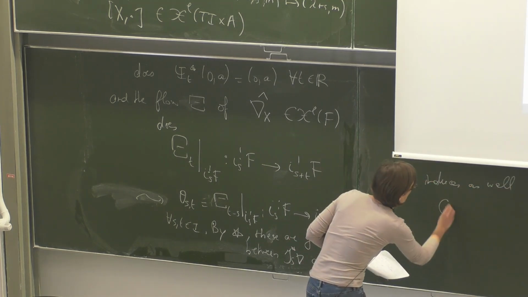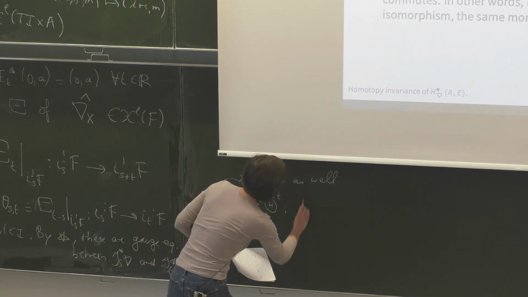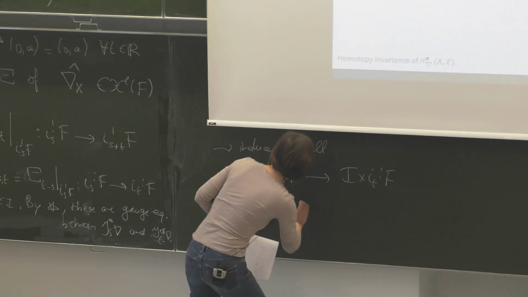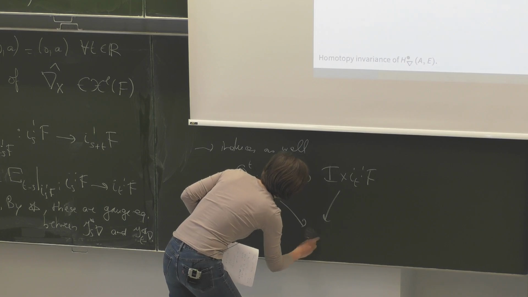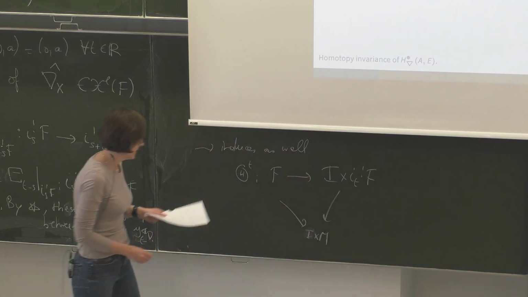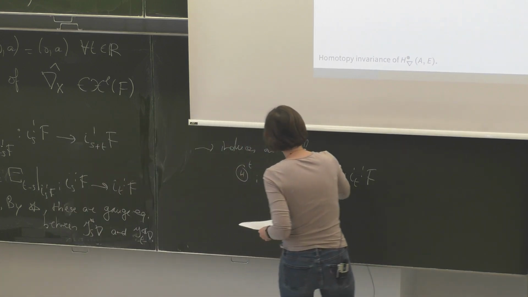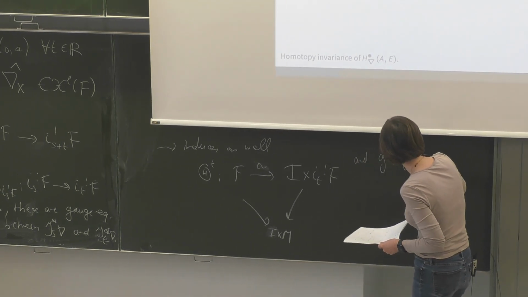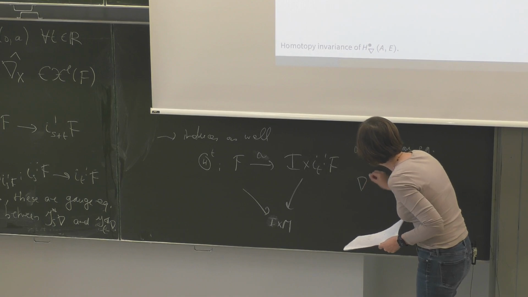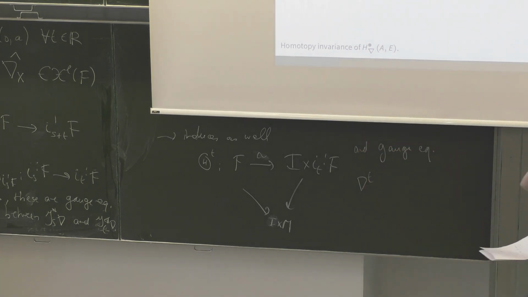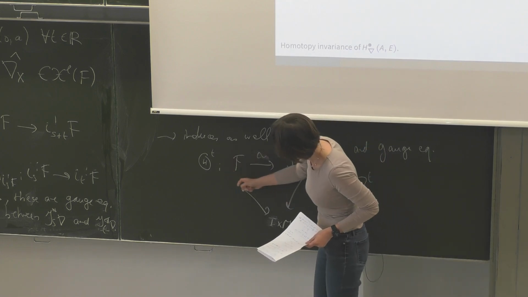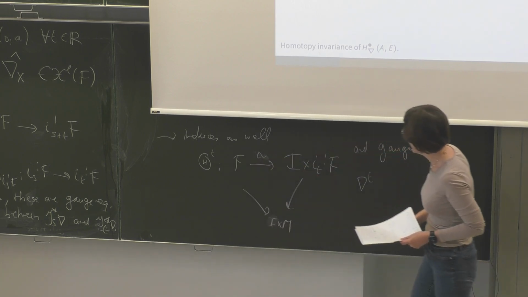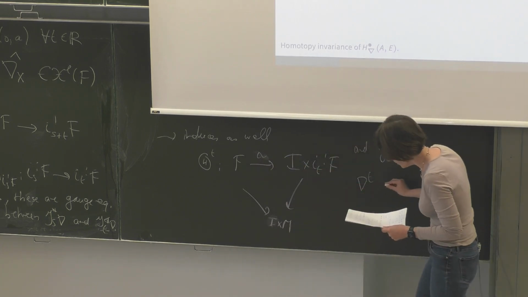You get along the way an isomorphism of F with I times IT pullback F over the identity on I times M. And so it's an iso. And then you get a whole family of gauge equivalent connections on this, by just taking the Ti times A connection on F via this isomorphism to a Ti times A connection here, which you call nabla T.